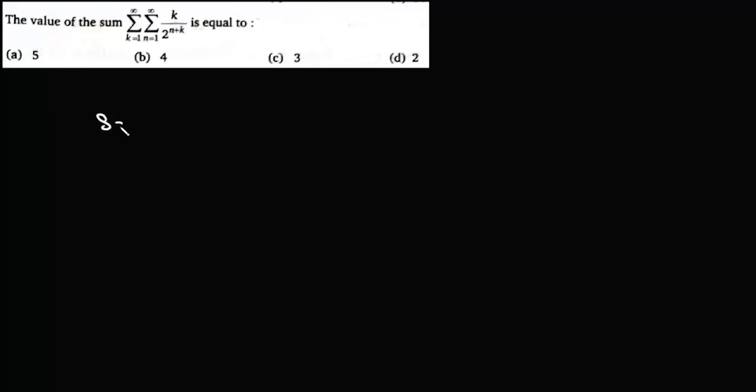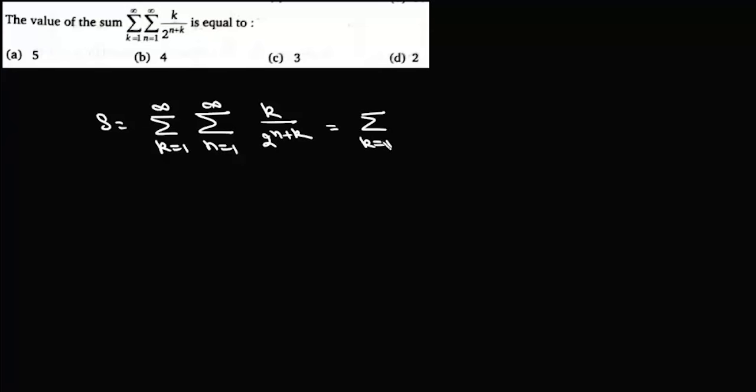Now the question is, find the value of this sum, which is the summation k varies from 1 to infinity, the sum n varies from 1 to infinity, k upon 2 to the power of n plus k. Now here the variables are independent, so we can write it as summation k varies from 1 to infinity, k upon 2 to the power k, into this summation n varies from 1 to infinity, 1 upon 2 to the power n. Now this is an AGP and this is a simple GP.